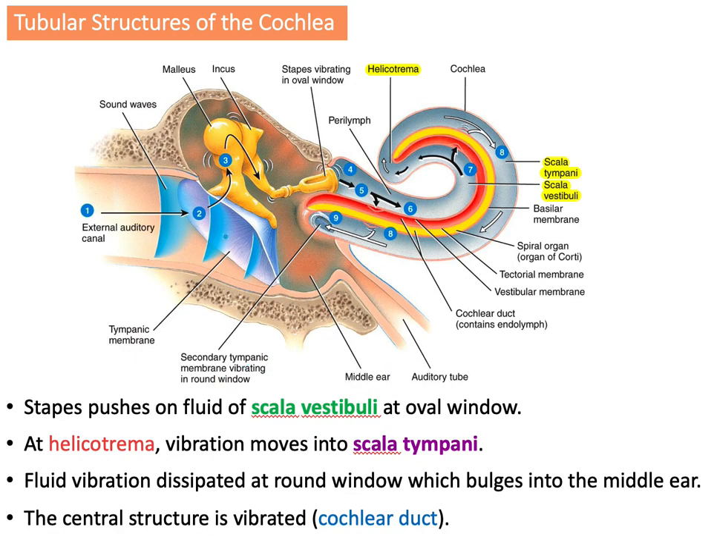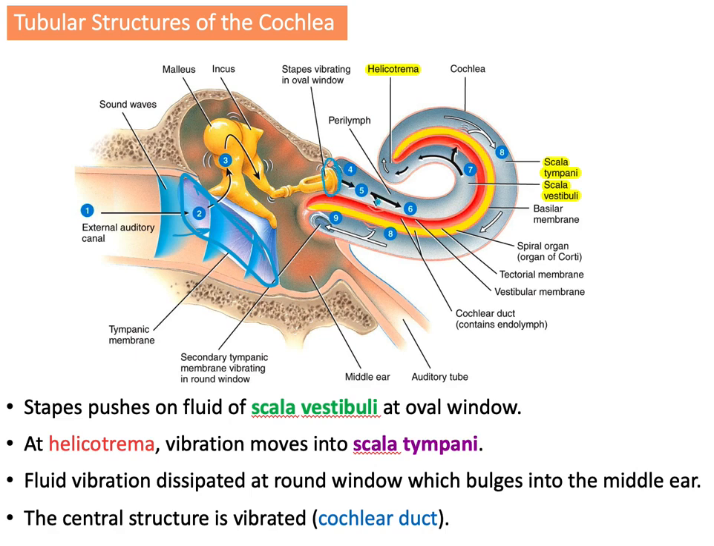Now again, let's repeat the process. The external auditory canal has a vibration, sound waves that hit the tympanic membrane or the eardrum, then transmitted through the ossicles, of course, from malleus, incus, and the stapes. Now the stapes pushes on the fluid of the scala vestibuli, right here at the oval window. This is the oval window.